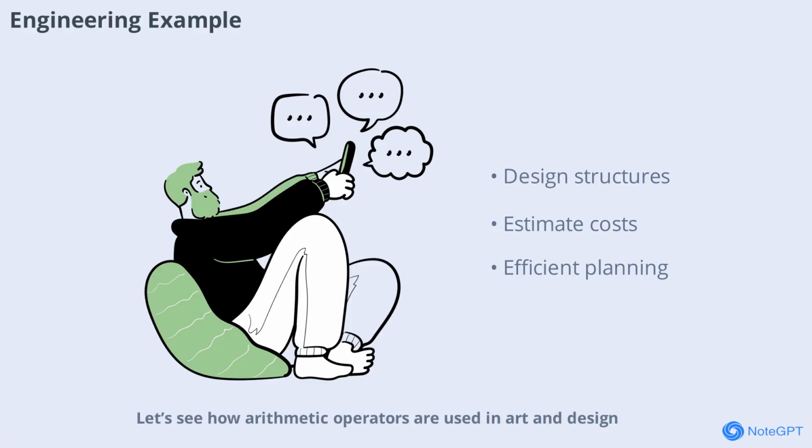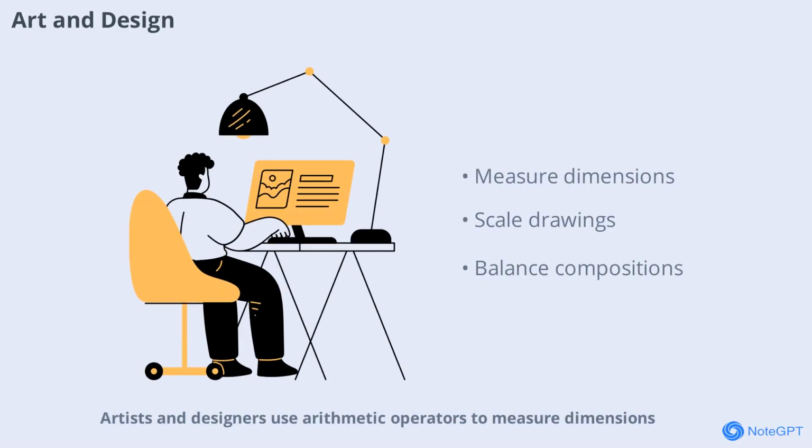Let's see how arithmetic operators are used in art and design. Artists and designers use arithmetic operators to measure dimensions, scale drawings, and balance compositions. For example, multiplying the size of an image to fit a canvas or dividing space evenly in a layout. Arithmetic helps bring creative ideas to life with precision and balance.